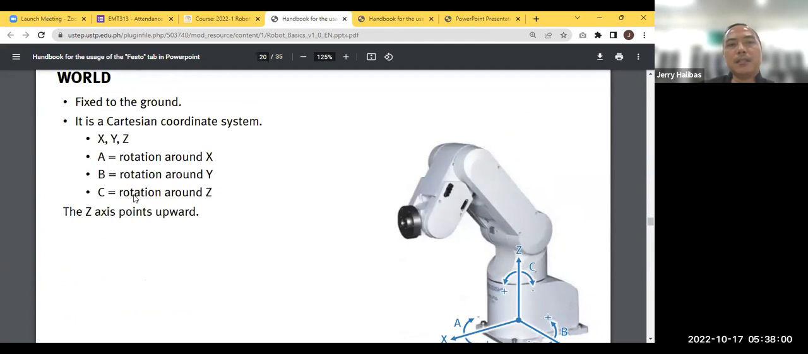Okay, so in Cartesian, aside from the XYZ points, there are also ABC. Later, you will see ABC on the actual teaching pendant. So this is just additional. Now, letter A is rotation around the X-axis, B is rotation along Y, and C is rotation along Z. Take note that the Z-axis is pointing upward. Okay?